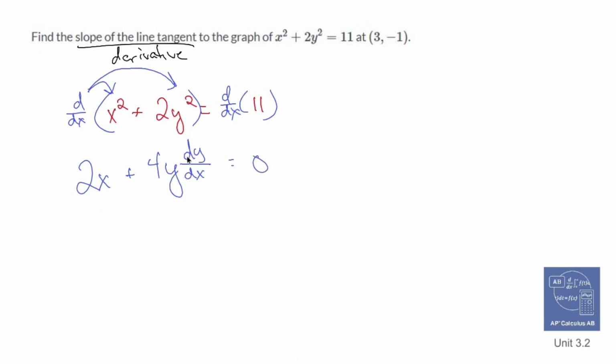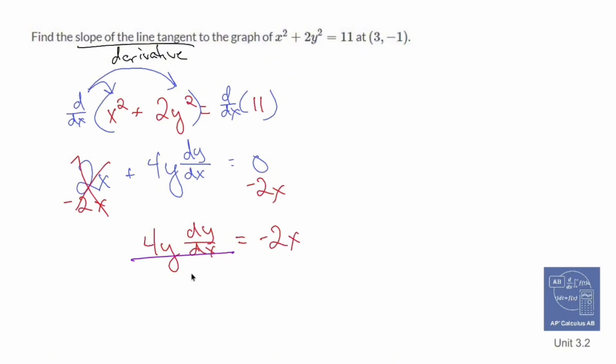Now my next step is I have to get dy/dx all by itself. So let's subtract 2x from both sides, like so. That gives me 4y dy/dx equals -2x. In order to get dy/dx all by itself, I'm going to divide everything by 4y. Cross that out. And dy/dx is going to equal -2 over 4, which is -1/2, and then x over y.